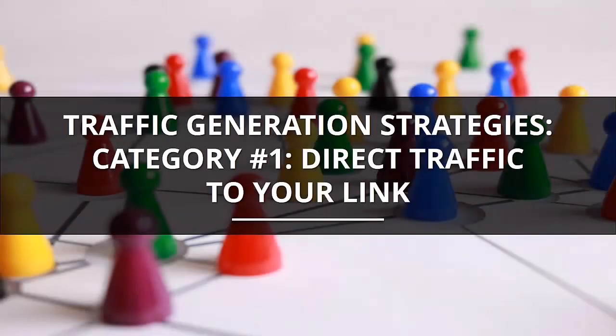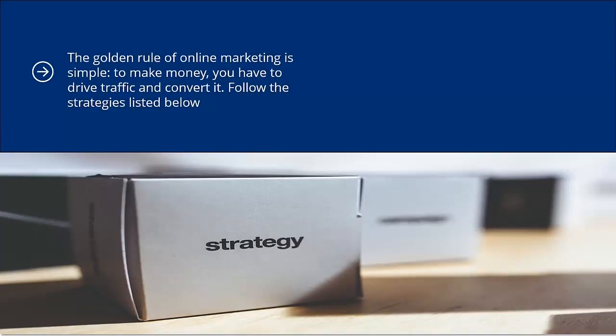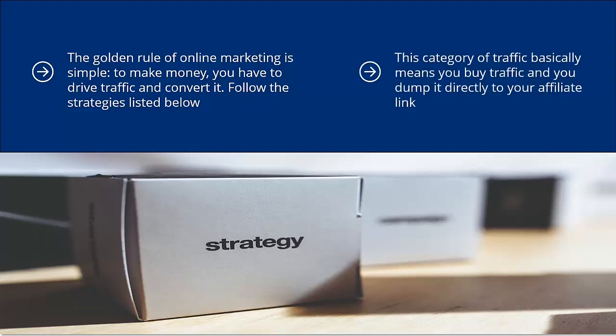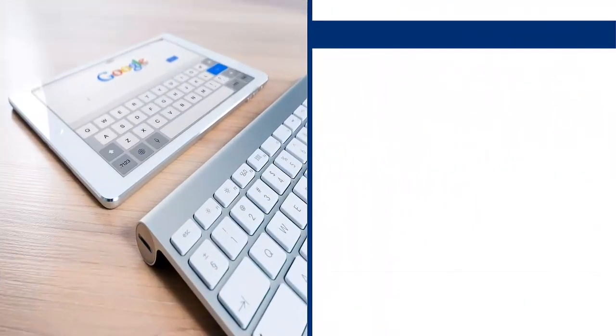Traffic generation strategies. Category number 1, direct traffic to your link. The golden rule of online marketing is simple. To make money, you have to drive traffic and convert it. Follow the strategies listed below. This category of traffic basically means you buy traffic and you dump it directly to your affiliate link. You don't redirect. You don't create content with your affiliate link embedded in the content. Instead, you buy traffic and you pump it directly to your link.